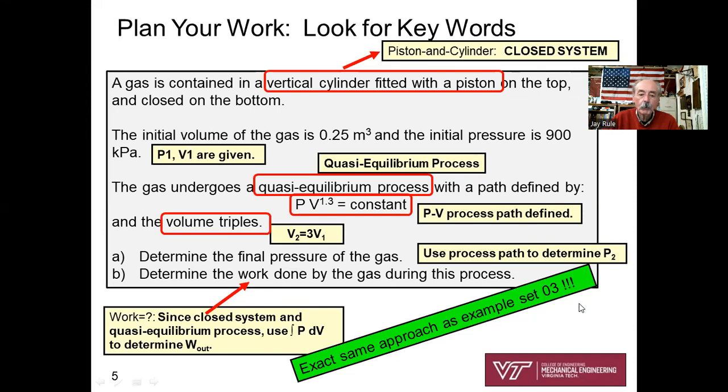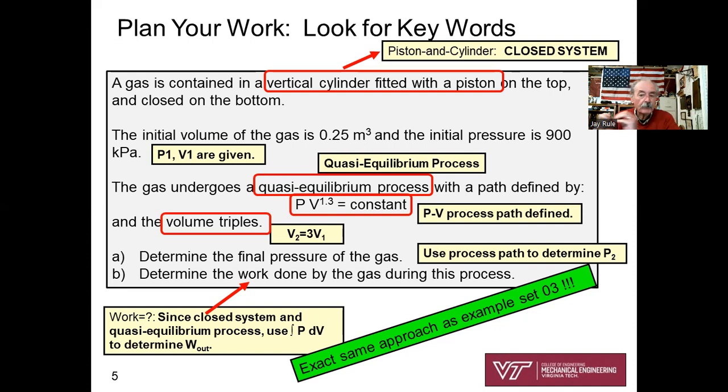All right, so let's look for key words. Vertical cylinder fitted with a piston. Again, as a reminder, when you draw your sketch, start with a sketch and write down the words "closed system" somewhere on that sketch. That's going to demonstrate that you understand that the words of this problem communicate a closed system problem instead of an open system problem. Initial volume of the gas is 0.25 cubic meters and 900 kPa pressure. So in other words, P1 and V1 are given. Quasi-equilibrium process. It just comes out and says it.